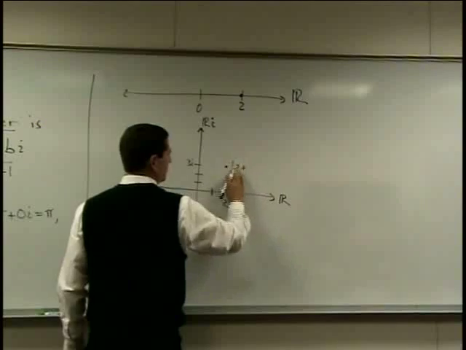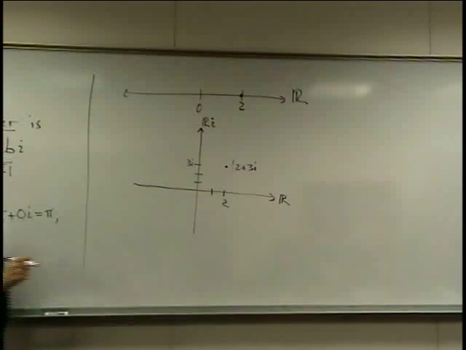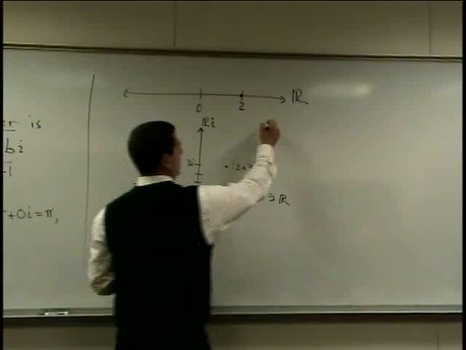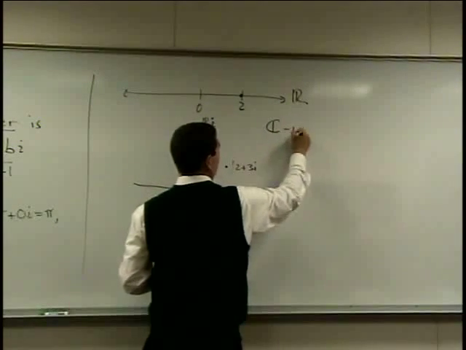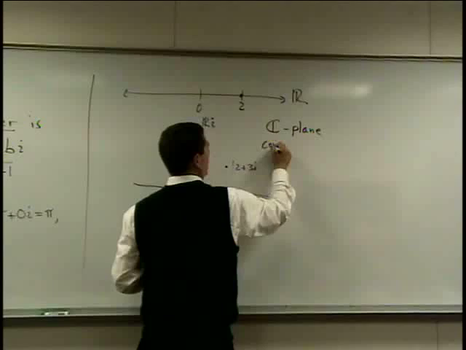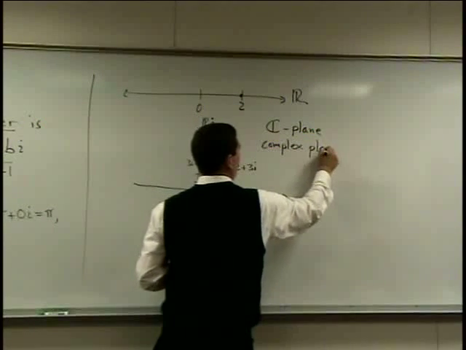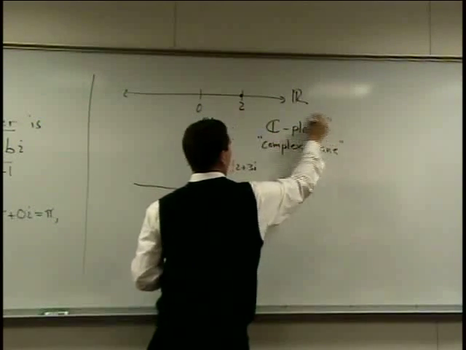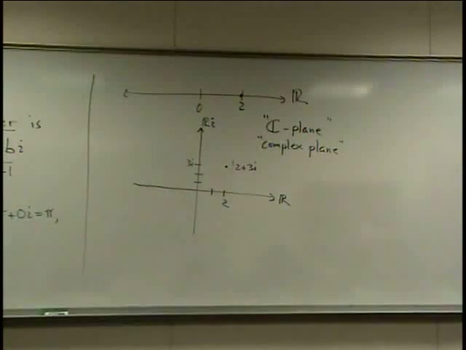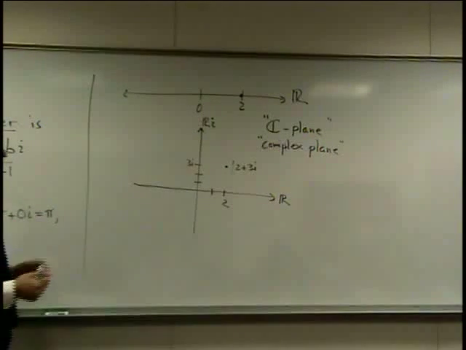So this is 2 plus 3i. Now this looks a lot like graphing in R2, right, where you have x comma y, and there's a lot of parallels. By the way, this is usually called the complex plane. Okay, so we're going to be able to picture these things. But unlike with the real numbers, where the next step is very easy, it's going to be very hard to do the next step in the complex.